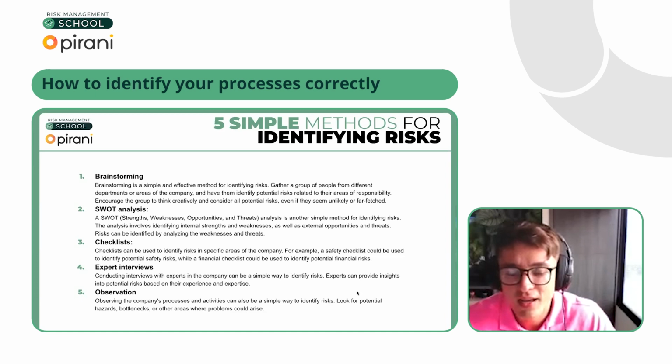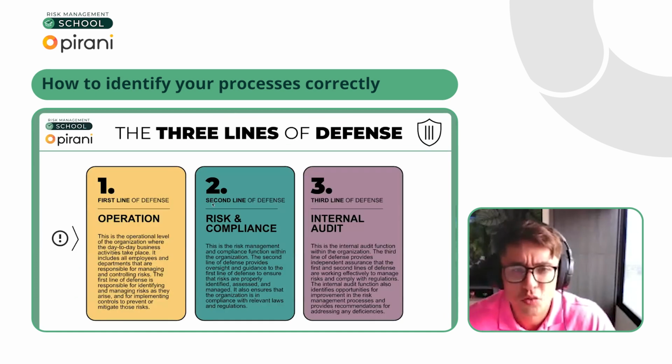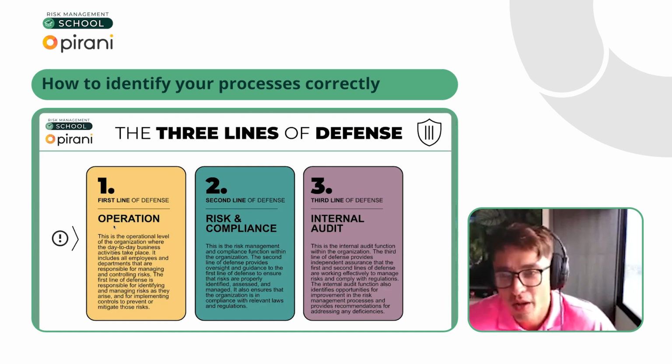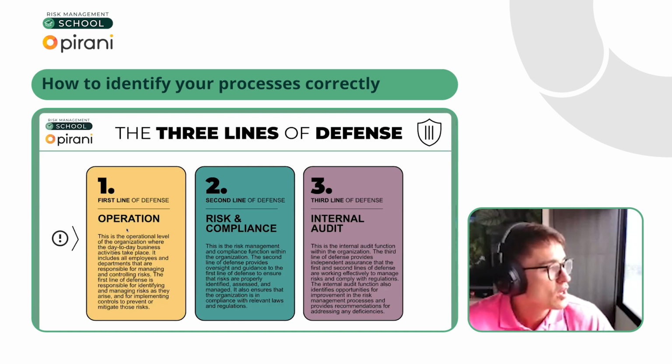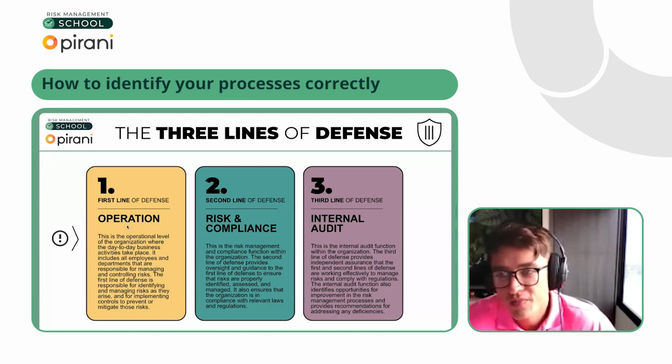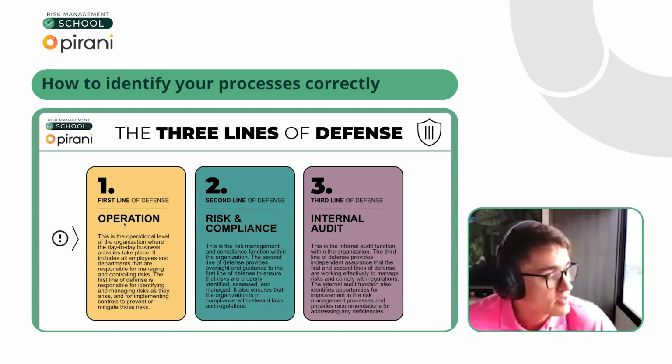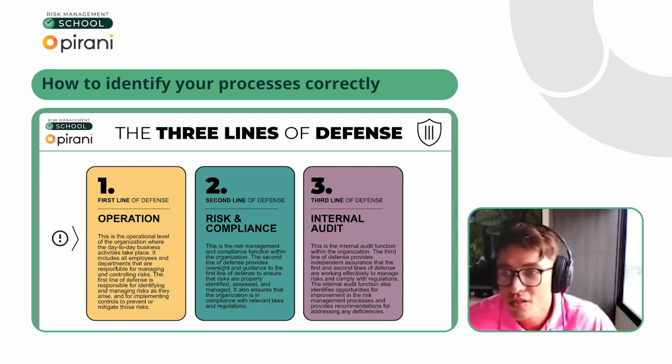And always remember, like I told you in the last masterclass, the three lines of defense. No one knows the process or the operation of the company better than the people that run that operation. So for the first line of defense, if you want to talk about the risks of the technology process, talk with the technology team. If you want to identify the risks of the sales process or the marketing process, talk with the sales and marketing team. So this is the brainstorming or this external interview or the checklist or whatever. They know the process and, in consequence, the risks.